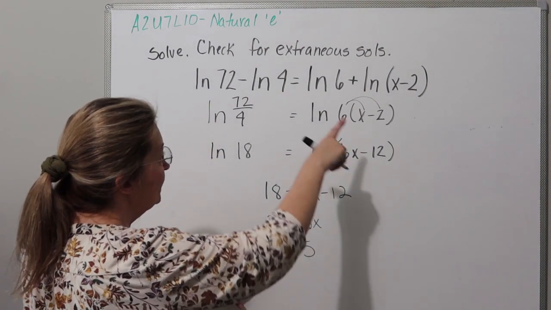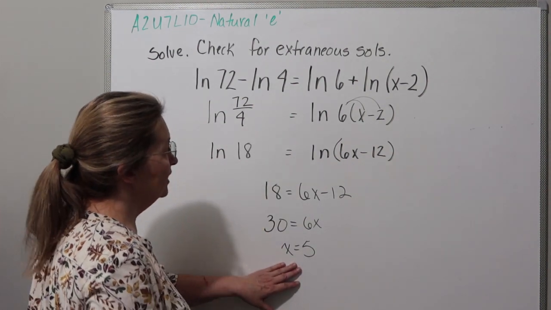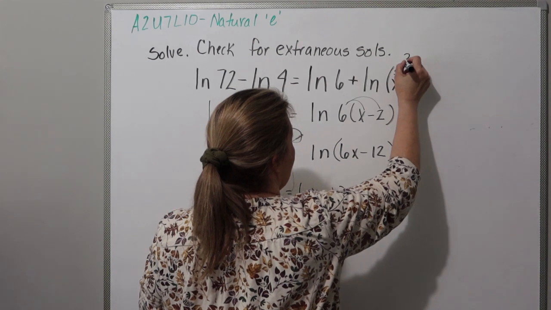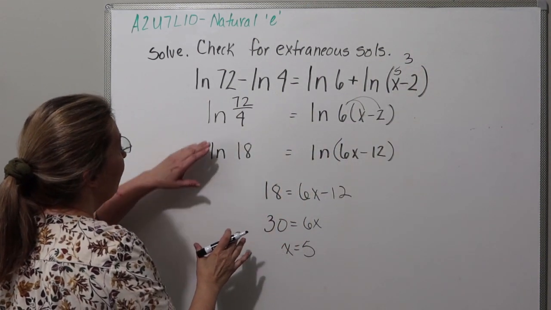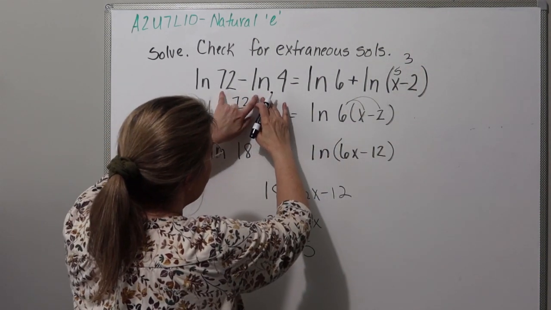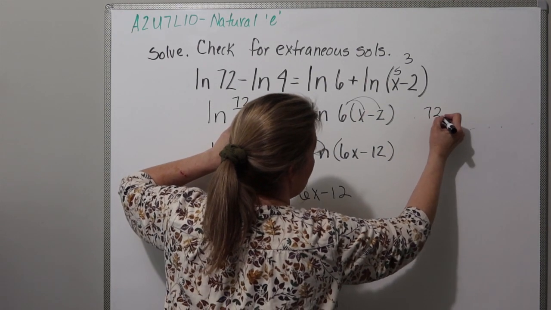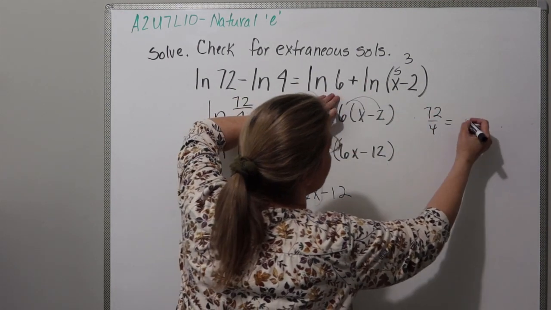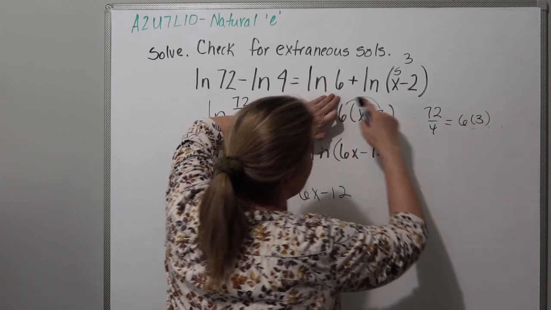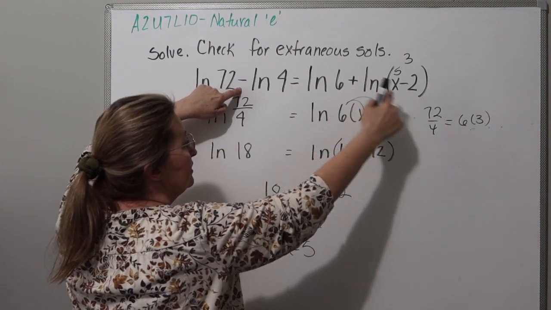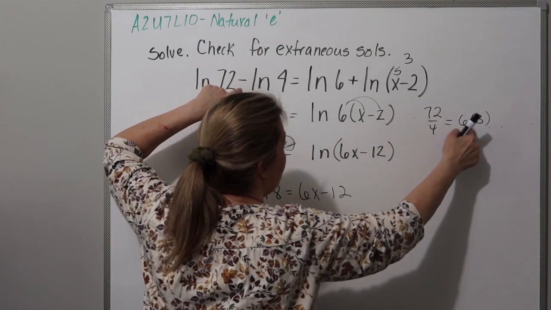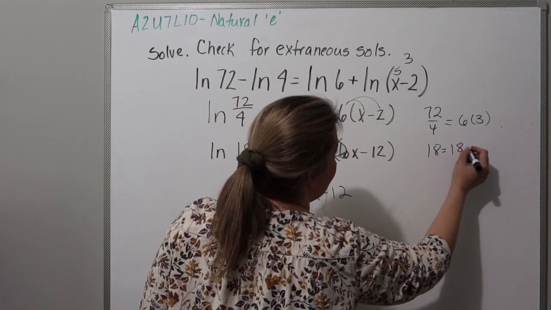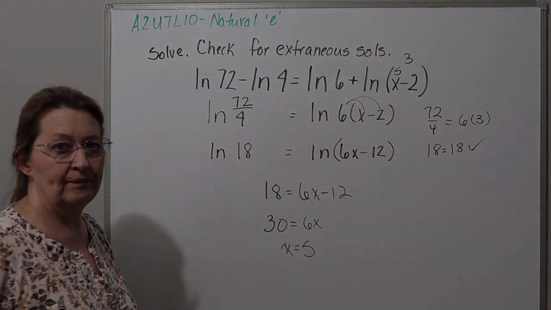Now let's fill this in and make sure that we do not have an extraneous solution. If I put 5 in for x, I get a 3. So simplifying out, since I have this simplified to 72 over 4, is this equal to 6 times 3? This is a sum, this is a difference. That's why I'm dividing on this side and multiplying on this side. So I have 18 is equal to 18, and it checks.